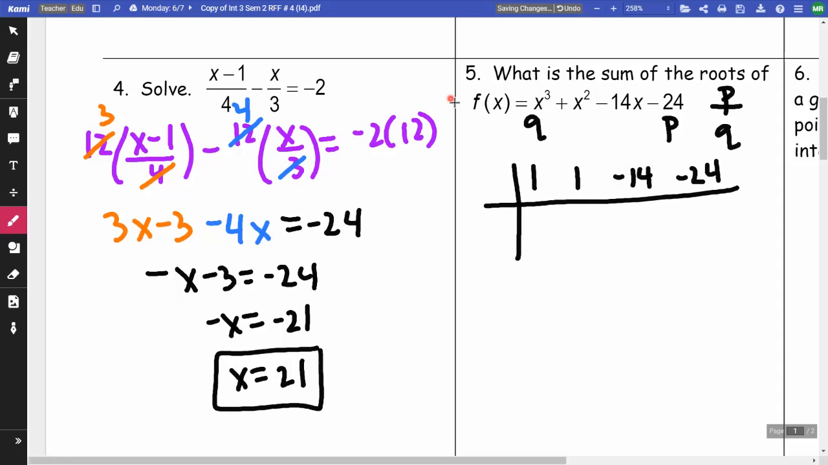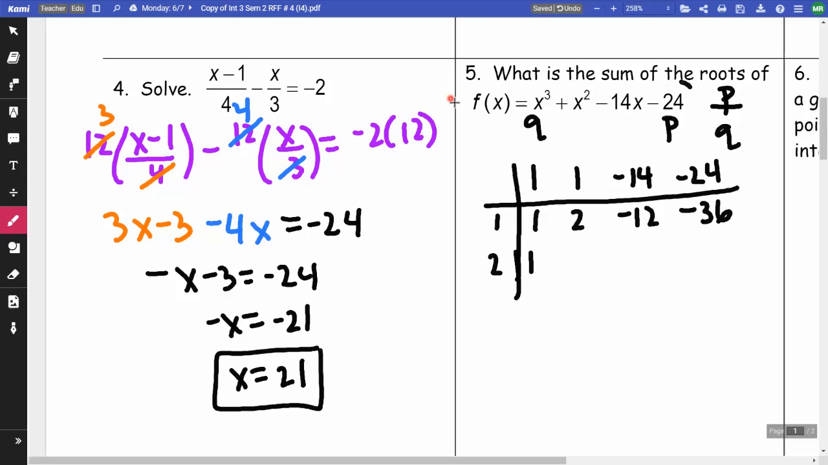And let's say I start with 1. I get 1. 1 times 1 is 1. I added, I get 2. 2 times 1 is 2. I added, I get negative 12. Negative 12 times 1 is negative 12. I added, I get negative 36. Okay. So let's say I try 2.